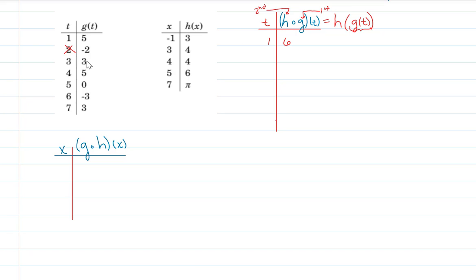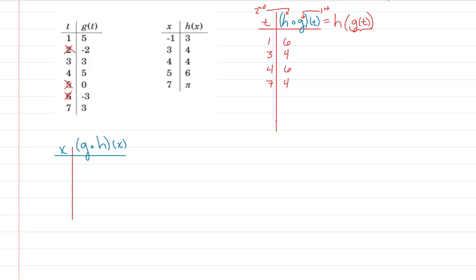And we keep playing this game. 3 is mapped to 3, and the h function maps 3 to 4, so 3 is mapped to 4. 4 is mapped to 5, and 5 is mapped to 6, so 4 is mapped to 6. 5 is mapped to 0, and there is no 0 in the domain of the h function, so we exclude 5 from the h o g function. 6 to -3, again, there is no -3, so we exclude 6. 7 to 3, and the h function sends 3 to 4, so 7 gets mapped to 4.